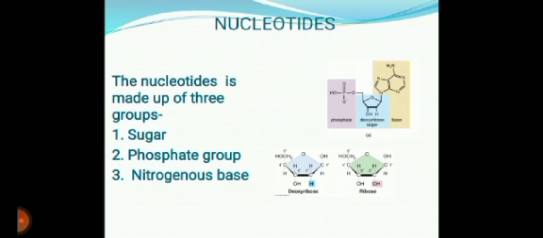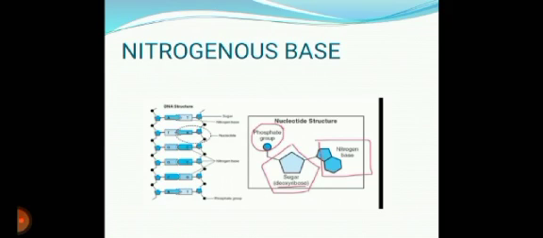Third is nitrogenous base. In DNA, the sugar is deoxyribose and there are 4 nitrogenous bases. The bases are adenine, thymine, guanine, and cytosine. Adenine and guanine are purine bases with a two-ring structure, whereas cytosine and thymine are pyrimidine bases which have only one ring structure.